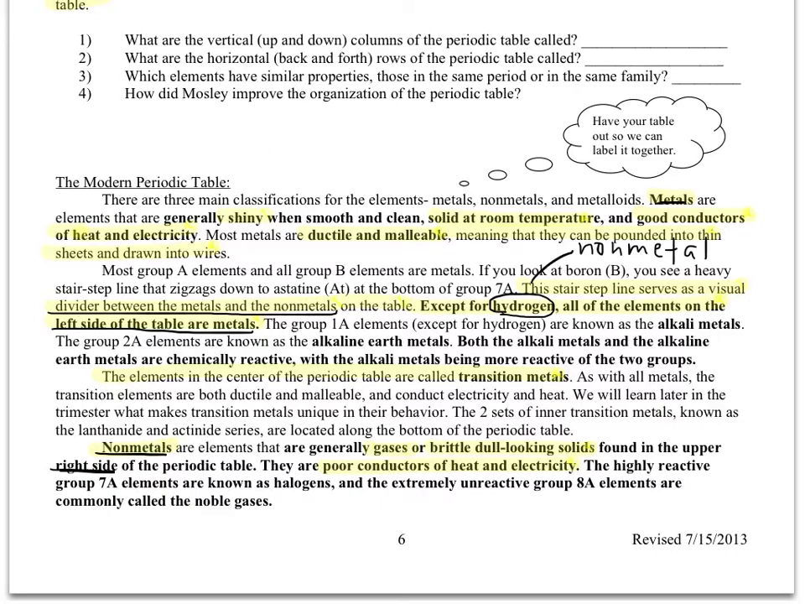So metals are all going to be shiny once they're smoothed and cleaned and polished. They're going to be solid at room temperature, so you have to heat them up if you want to melt them. And they're good conductors of heat and electricity. So heat and electricity can move through them. I think we all know this, right?